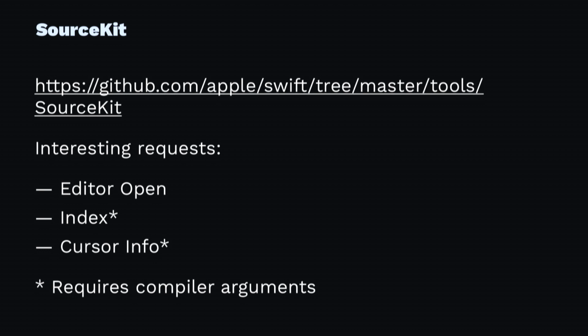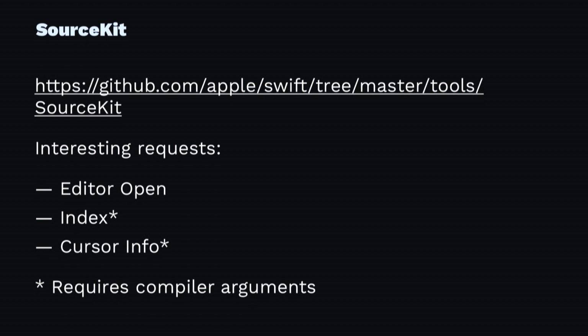It ships with Xcode. It ships with Swift toolchains on macOS, on Linux. So it's available, and it provides a way to hook into some of the compiler functionality without necessarily interfacing directly with the compiler. So if you've ever worked with Clang, you might be familiar with libclang, which is kind of the analog to SourceKit for C languages, and it's a way to go and parse source files and extract more information out of it. So there's some interesting requests that you can send this SourceKit tool.